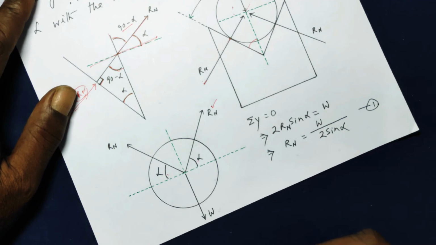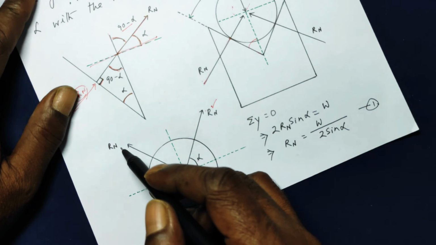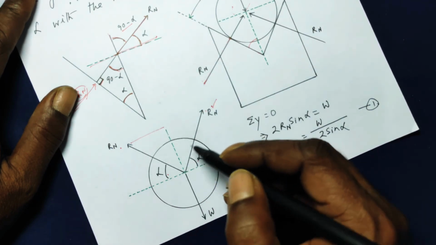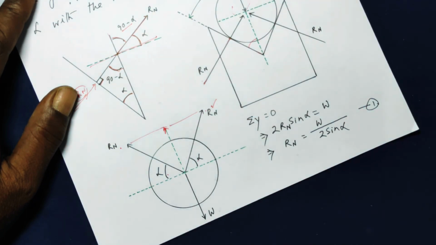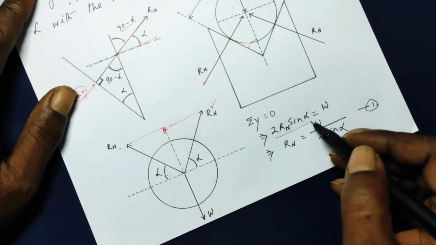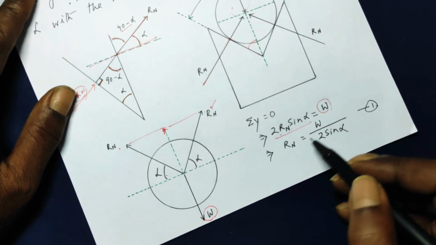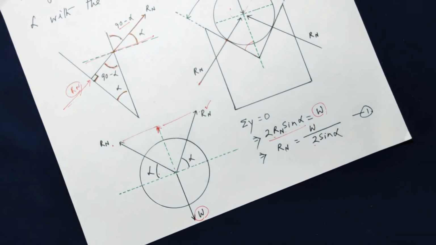Now let us apply sigma y equal to 0. The component of this Rn and the component of this Rn along the positive y-axis, if you draw perpendicular, will be 2Rn sine alpha, that is being opposed by W in equilibrium. So 2Rn sine alpha is W, so Rn is W over 2 sine alpha. Make it equation 1. Then apply sigma x equal to 0.